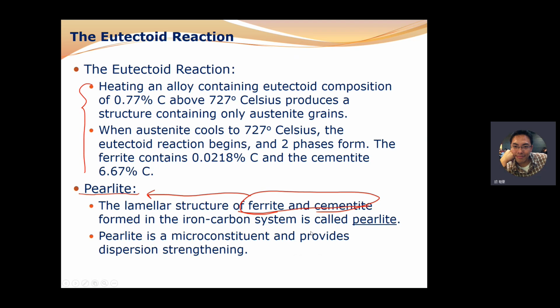And pearlite is a macroconstituent and provides dispersion strengthening. Therefore, pearlite can serve as the dispersed phase for dispersion strengthening.